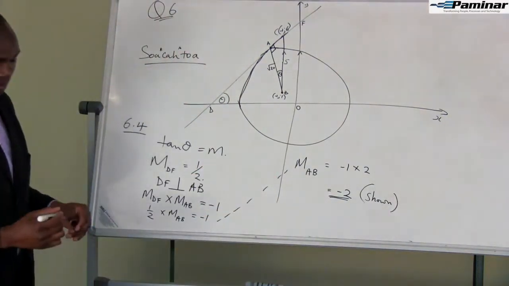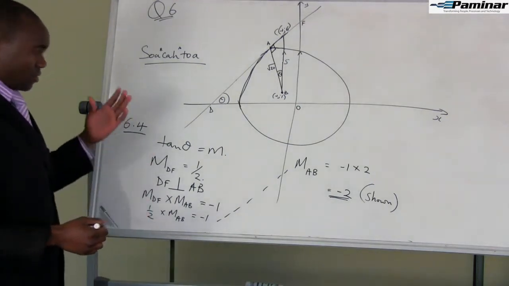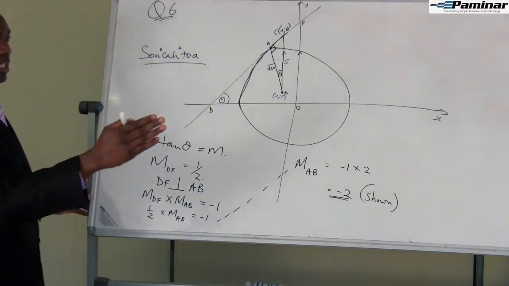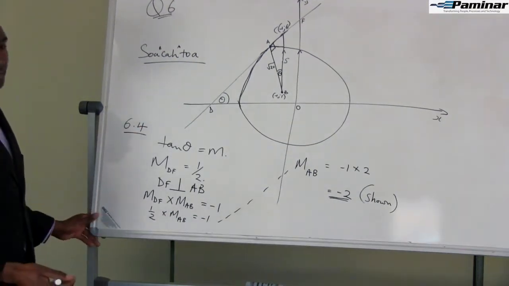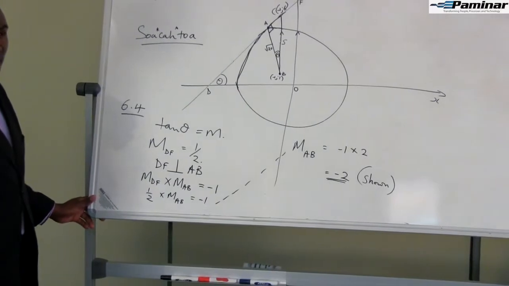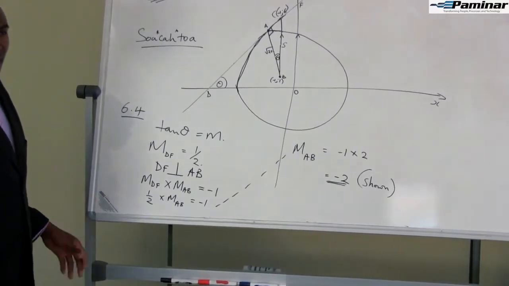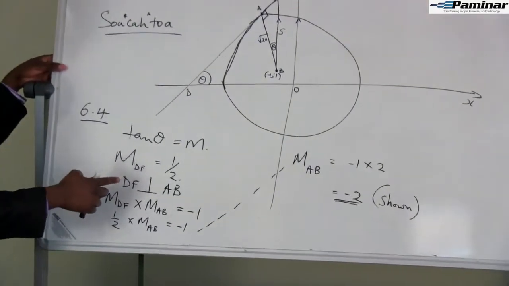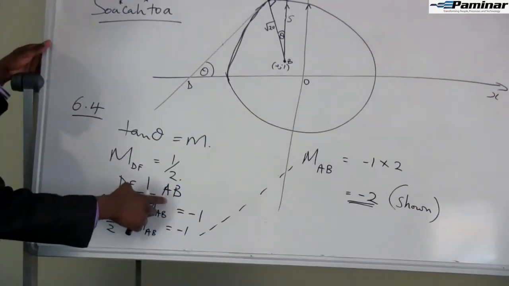You're sure. Or now we can say the gradient is called -2. Then that's it, done. Is it fine? Simple and clear. Alright.